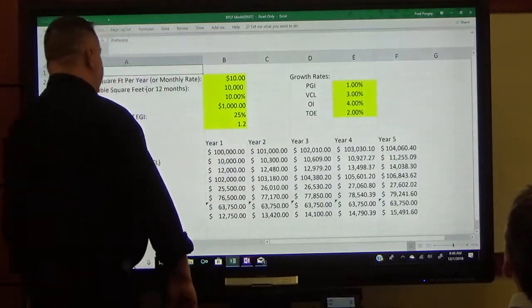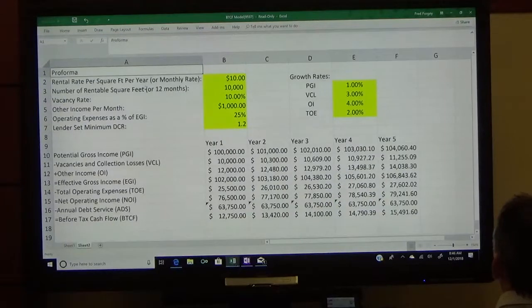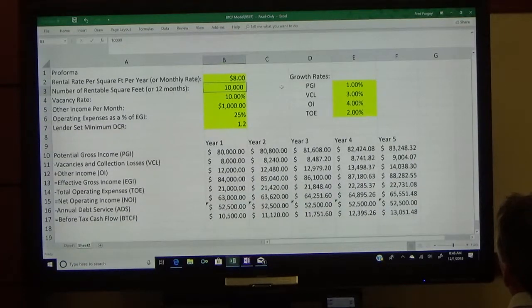So in this scenario, we can go in, and this is just a nice, simple model. That's all it is, nothing complex, but it lets you begin to wrap your head around a project, whether it makes any sense whatsoever, by putting in these very basic pieces of information. So you're easily able to go in and play what if, and say, well, what if we lowered the rental rate to $8 a square foot? How is that going to affect the project viability? Lower it to $7. How low could we go?